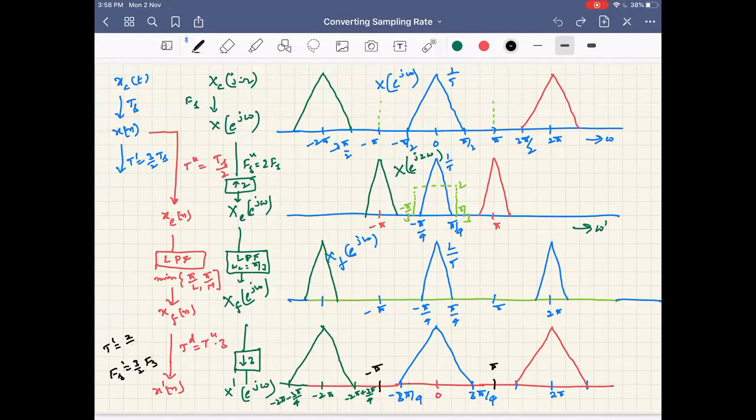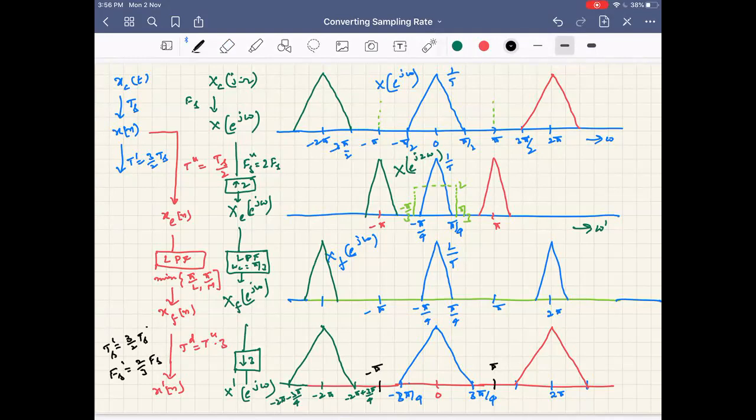Sorry, fs dash is equal to 2 by 3 times fs, and t dash equal to 3 by 2 times t. This is how the sampling rate conversion by fractional rate can be done.